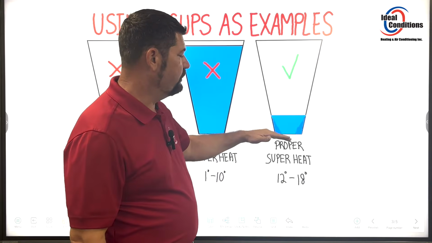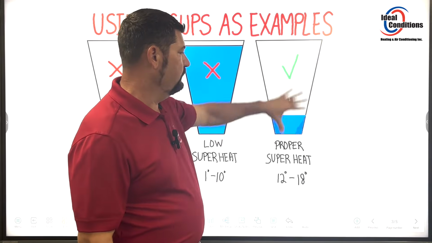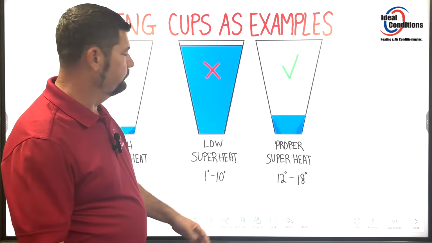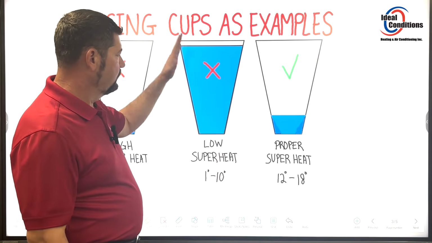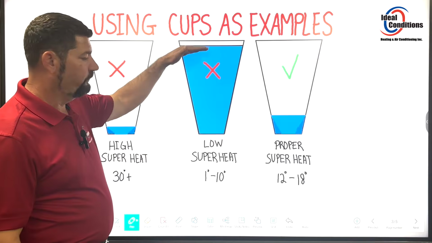When we look at the ratio of liquid to vapor within the coil, here I have an X on it because this would be full, right?